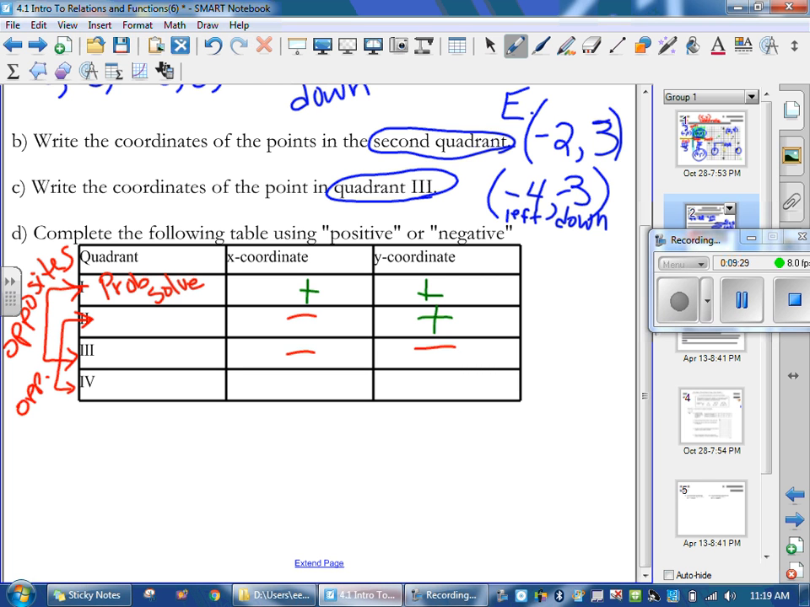All right, so if I know 2 is negative, positive, that means the Y number is going to be negative here, and the X number is going to be positive. Okay, these two are opposites. All right, moving on here.